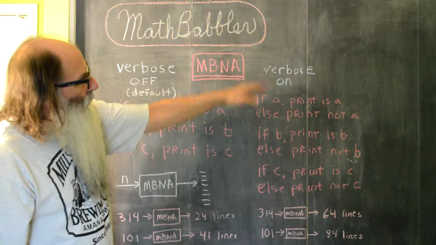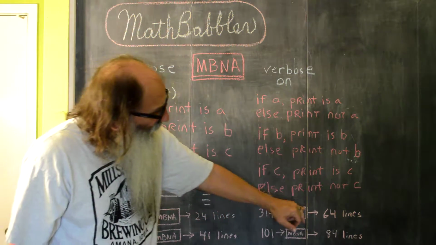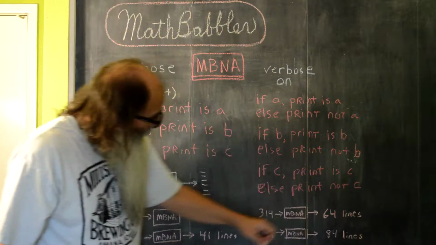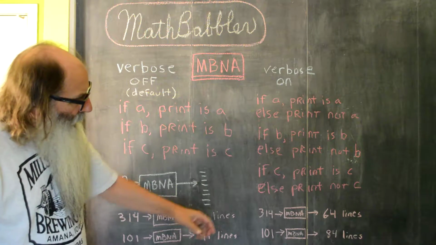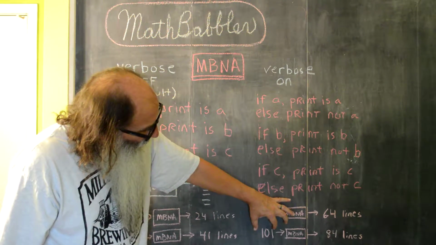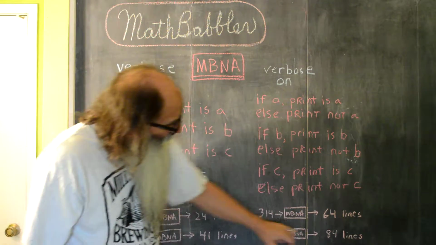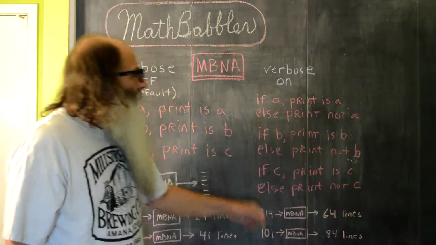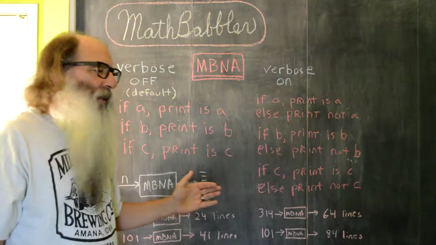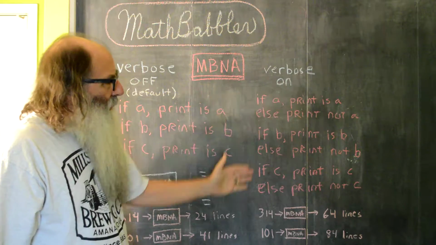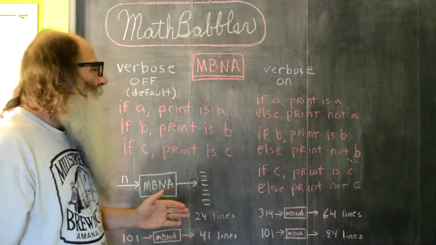Well, when I turn verbose mode on, an input of 314 results in 64 lines of output, which is an increase of 40 lines. And when I input the prime number 101, the number of lines of output increased from 41 to 84. So there's a lot more output from the MBNA when verbose mode is on, but when executed this way, you know all of the checks that the MBNA is making.